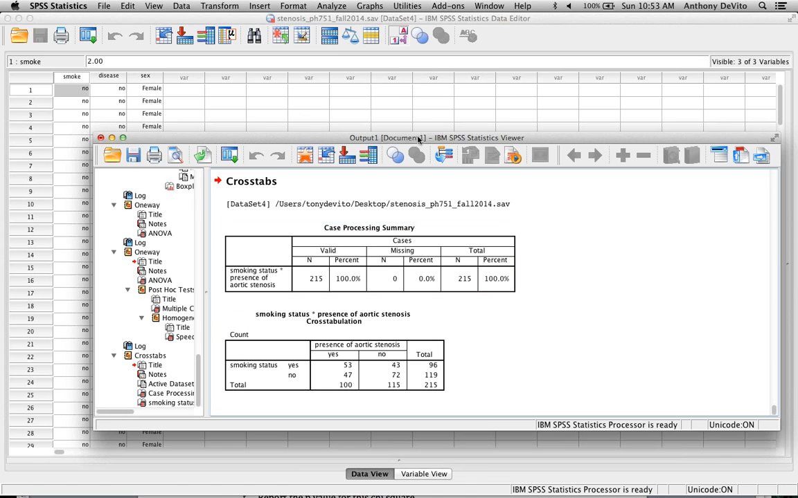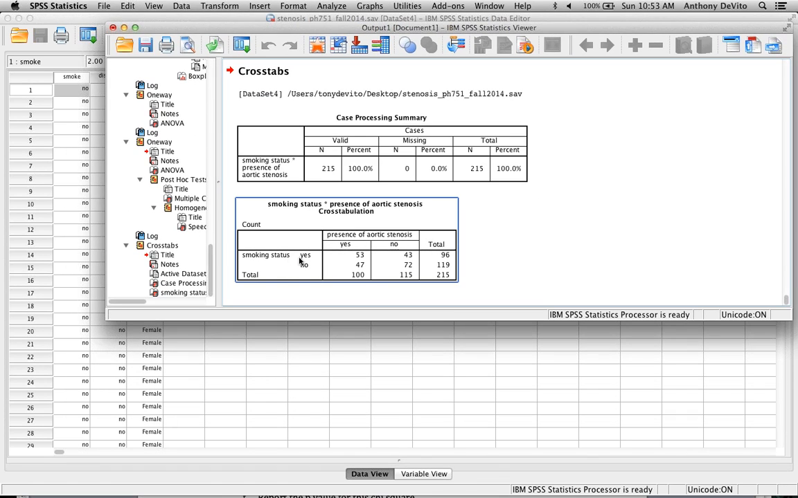Well, here's my output. My output is that it organized all of these ones and twos, for stenosis and for smoking into this group. How many people do we have that smoke? Well, we have 96 smokers. 53 of them exhibited stenosis. How about non-smokers? Non-smokers, we have 119 non-smokers. 47 of them exhibited stenosis. Okay, so, I'm satisfied with that organization now. I have 100 people that have stenosis, 115 in this particular population.